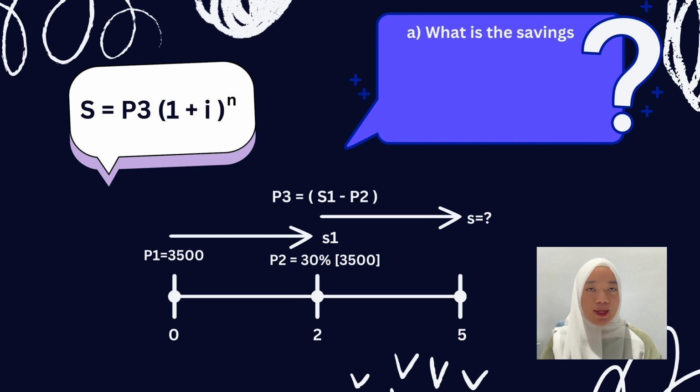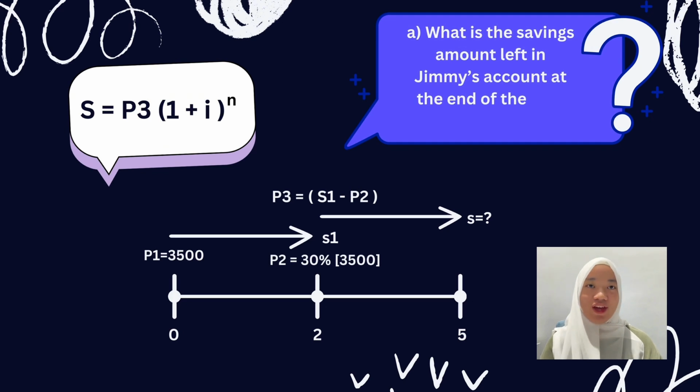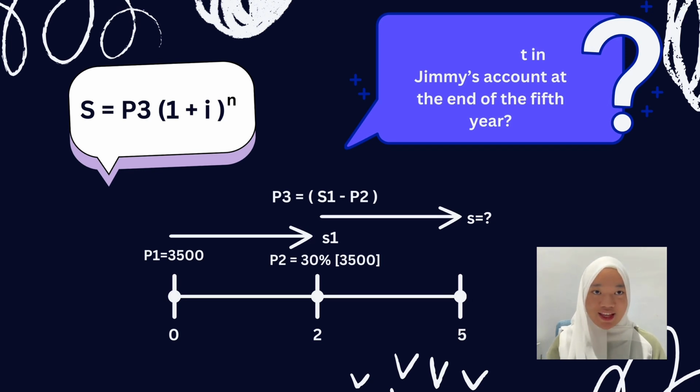As we can see at the timeline, 0 represents the starting point where Jimmy initially deposits P1 equal to 3,500 into his account. After 2 years, Jimmy withdraws 30% of his initial deposit, P2 equal to 30% multiplied by 3,500. This leaves him with P3 equal to S1 minus P2, where S1 is the amount he had after 2 years. And the 5 is the end point where we want to determine the final saving amount, which is S.